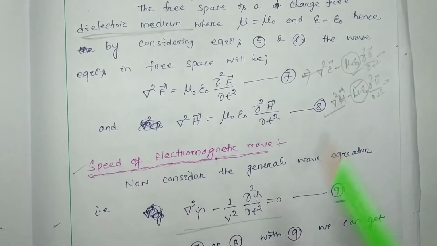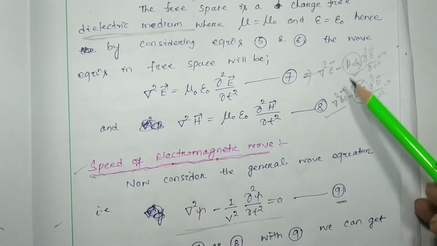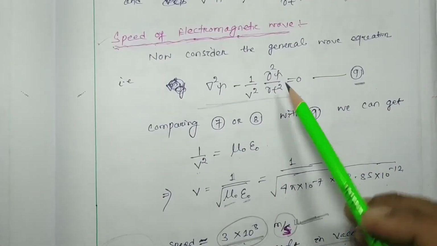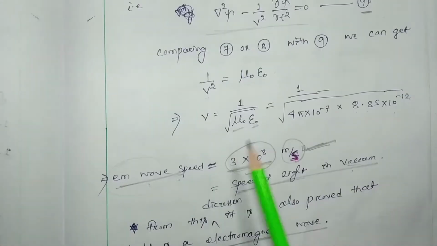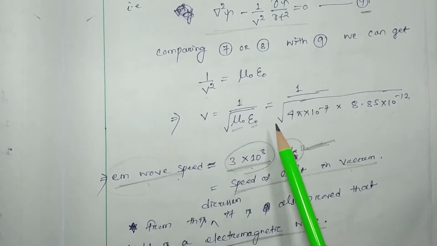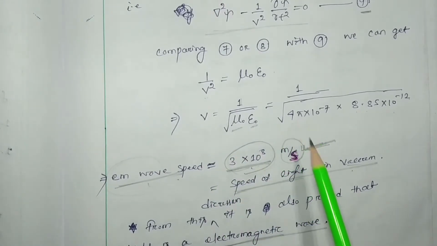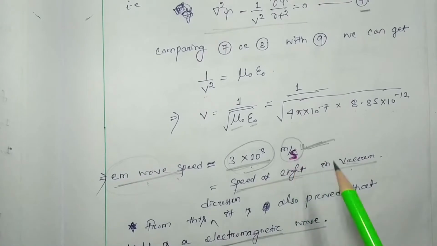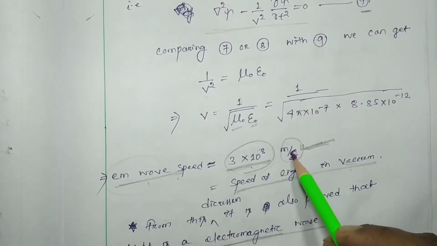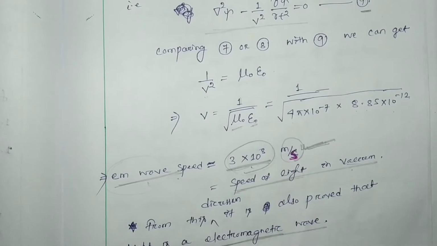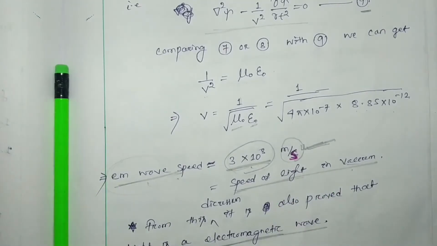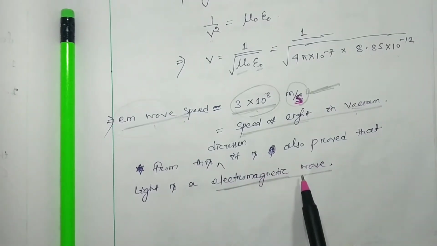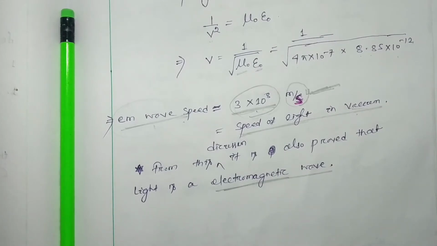So these are the two electromagnetic wave equations in free space. By comparing with the general wave equation, we found the velocity of the electromagnetic wave is 3 into 10 to the power 8 meter per second. Actually, in the last class I mistakenly wrote it as C, but you have to write it as S, meter per second, which is the speed of light. From this, it has been concluded that light is also an electromagnetic wave having the velocity 3 into 10 to the power 8.